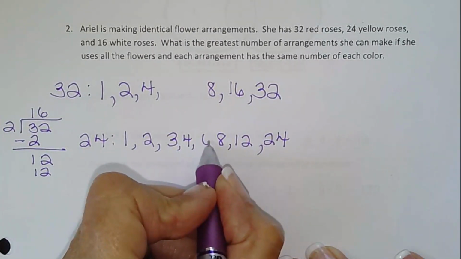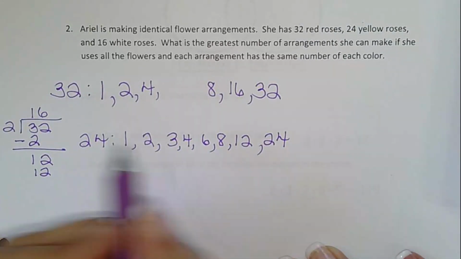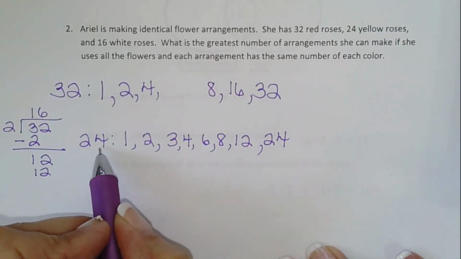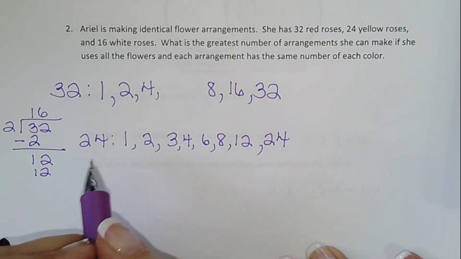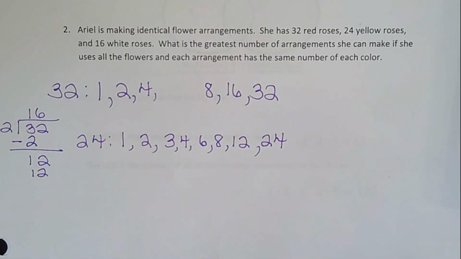And so the only number I have left to check until I meet in the middle is 5. 5 does not go into 24 because it doesn't end in 5 or 0. So there's all my factors for 24 and 32. So one more number left, 16.